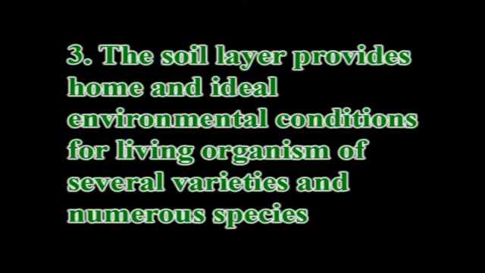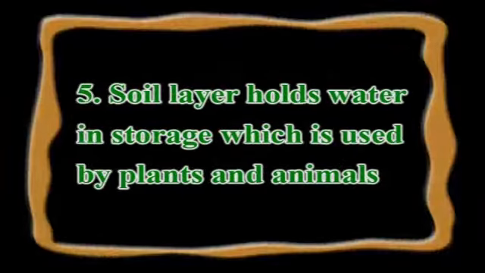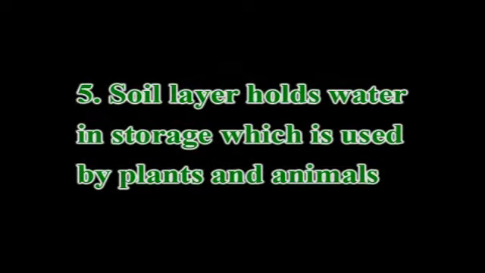Third, the soil layer provides home and ideal environmental conditions for living organisms of several varieties and numerous species. This is the soil layer where organic materials are derived from plants and animals. The soil layer holds water in storage which is used by plants and animals.